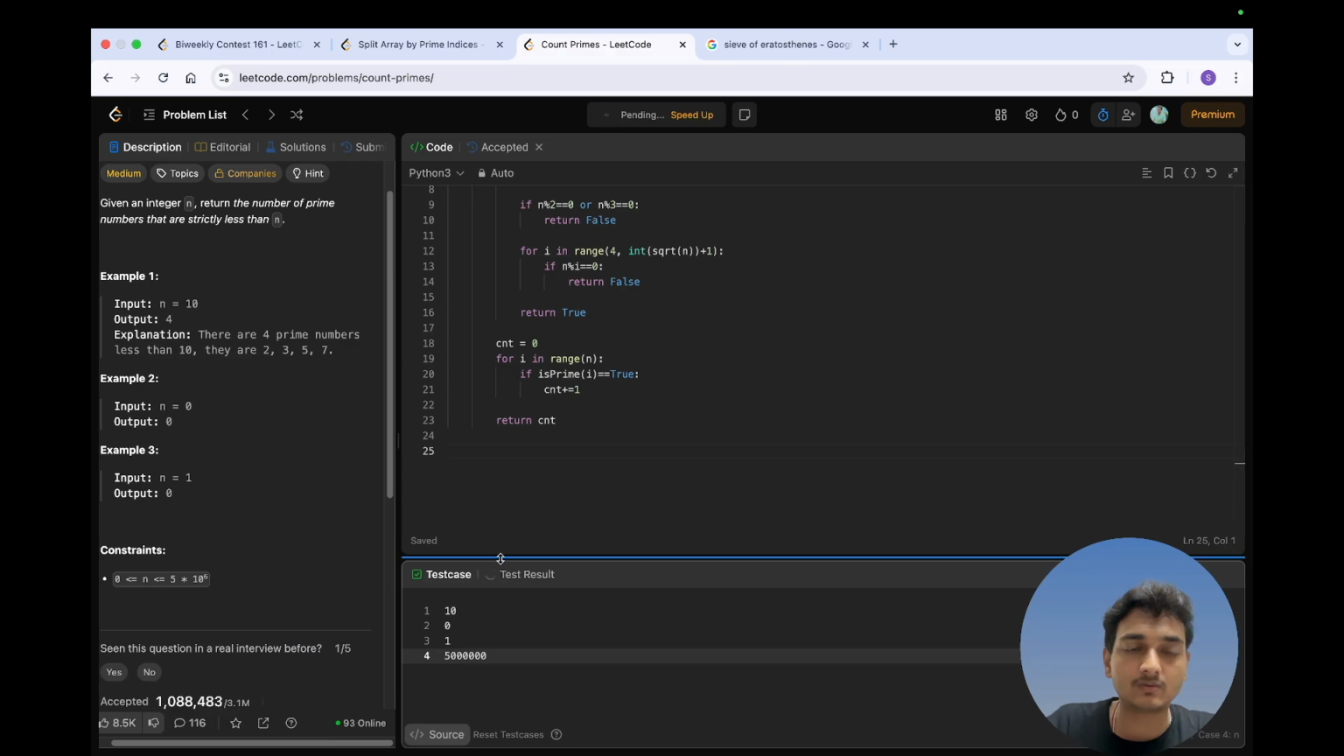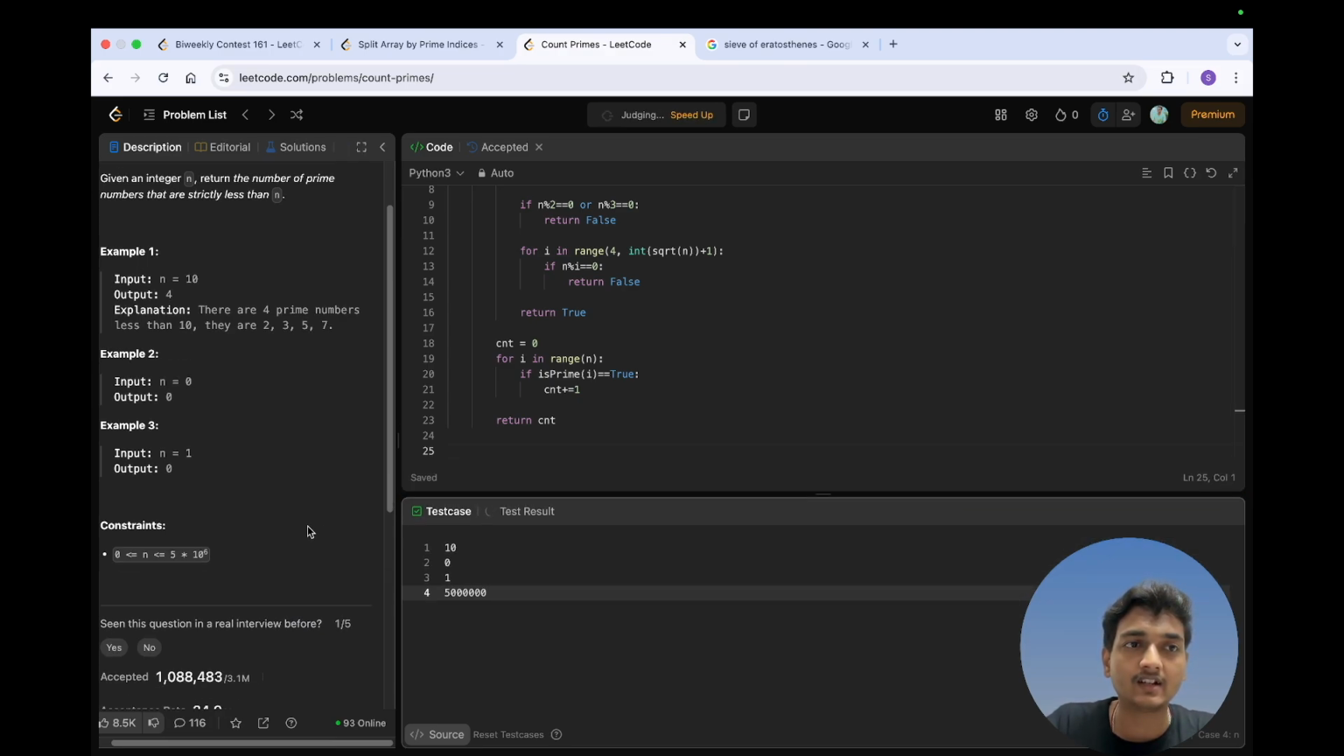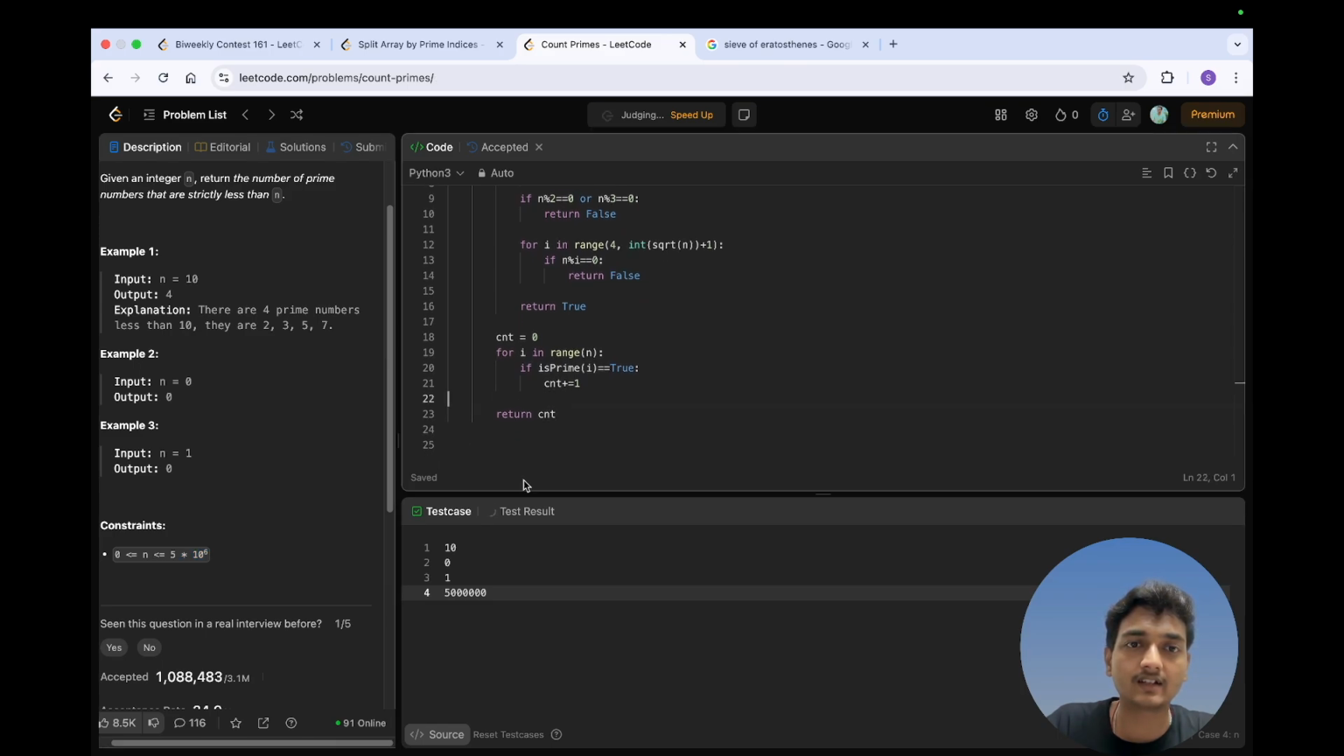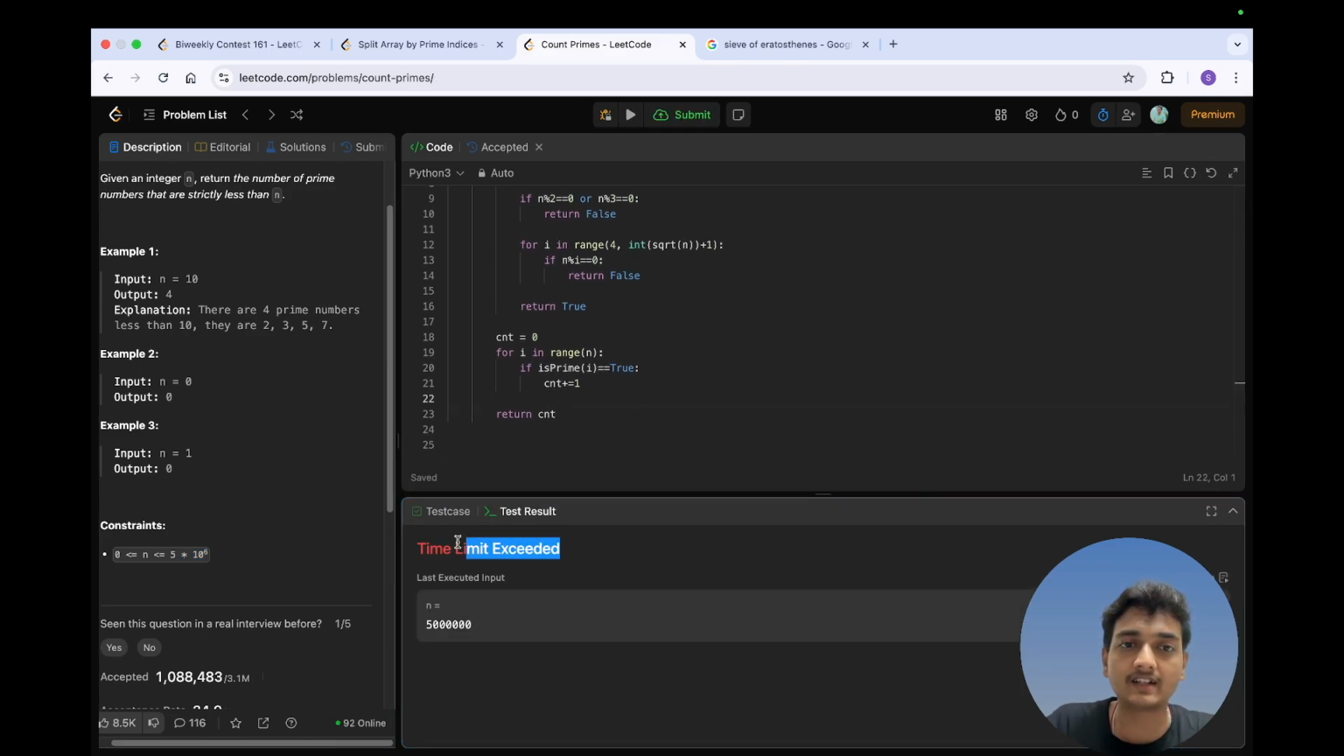So just to give you some idea why this code will not work. Because my highest constraint is 5 into 10 to the power 6, and if I try to calculate that many iterations, I'm getting time limit exceeded here. So we need to do something. We need to do some optimization here, right? So what optimization can I do?